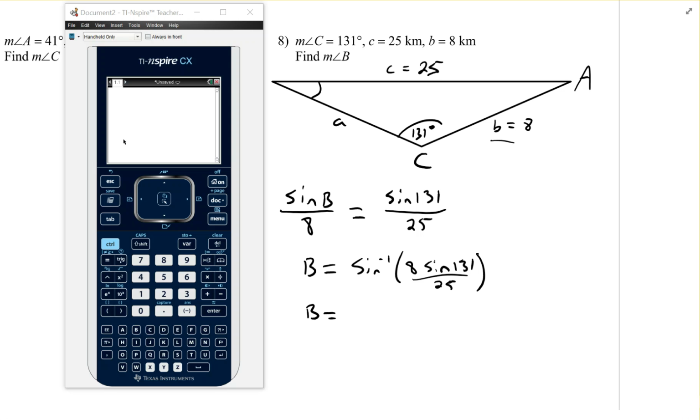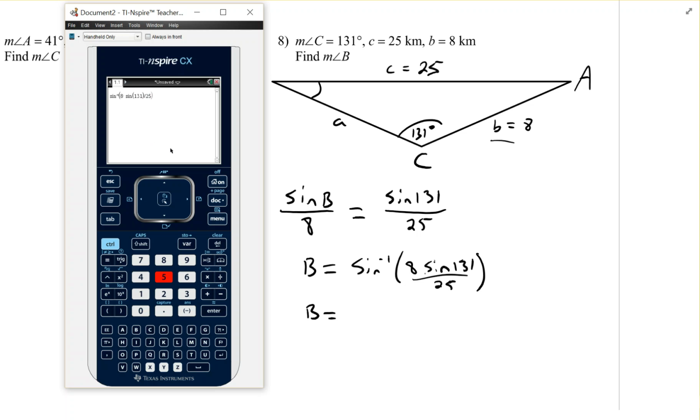So B, if you put that into your calculator, I'll actually show you with the calculator how to do it too, just in case you're having trouble with these. So I go trig, second sine, and then I go 8 times trig sine 131. And then I move my cursor over to make sure I'm not in the brackets of the sine part of it anymore. And then you just go divided by 25.